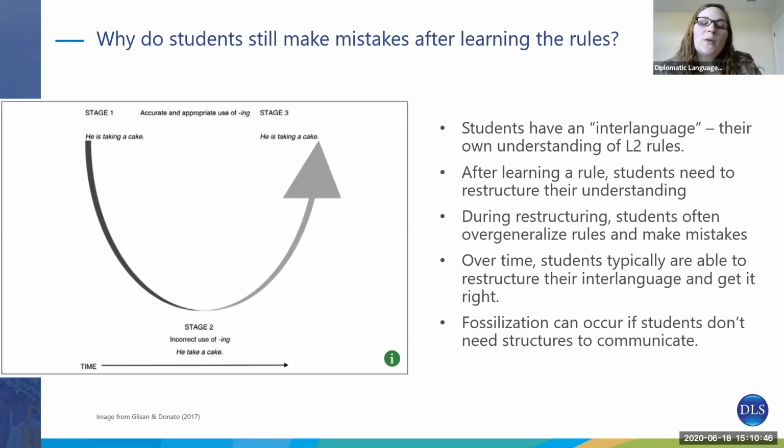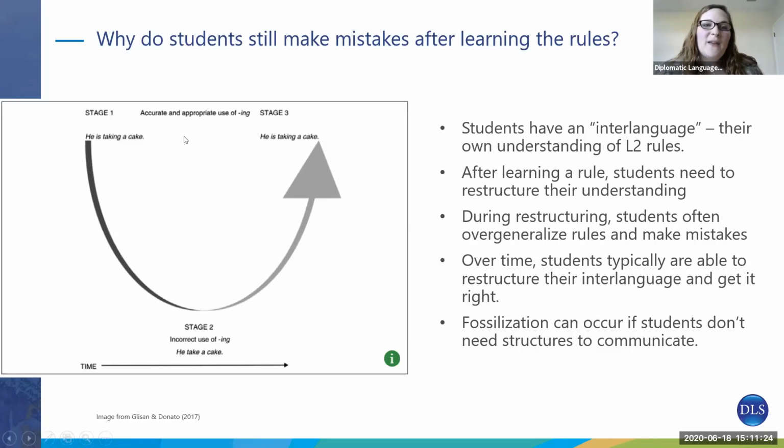So when you teach your students something, they're kind of at the side here, on the left side of this curve. You teach them something and the student understands the rule and they do really well in class, but after a while they start making mistakes. What happens is that the student has to take the rule that now they've learned explicitly, and they have to use that to restructure the rules that they have in their mind, which may not be accurate. So they have to restructure their understanding. And then during that restructuring process, sometimes they take old rules and they overgeneralize it and they make mistakes.